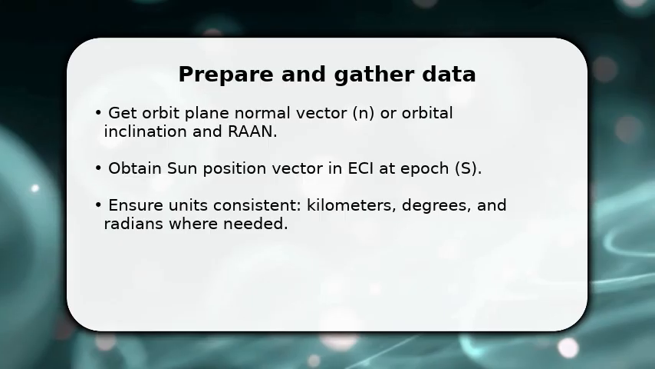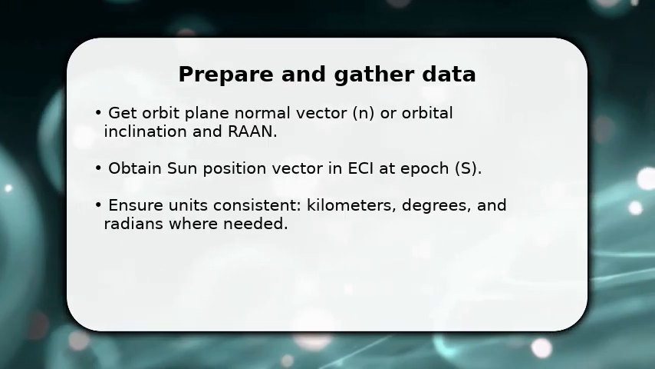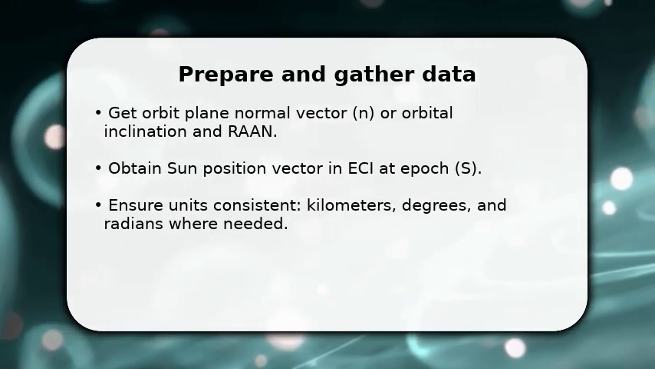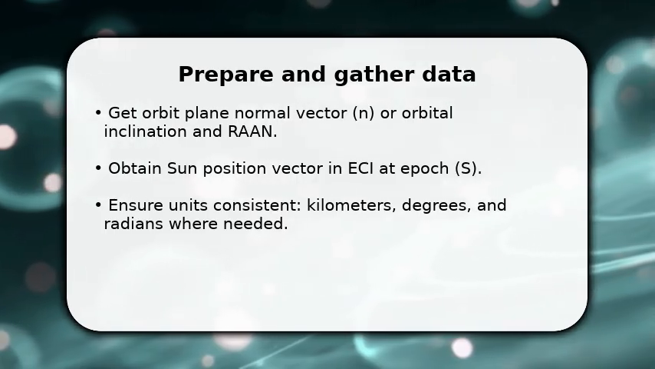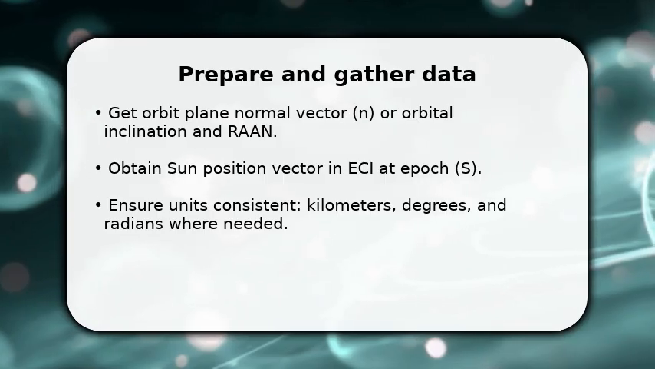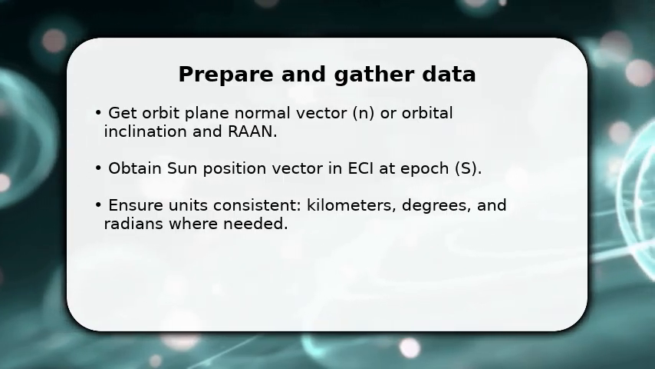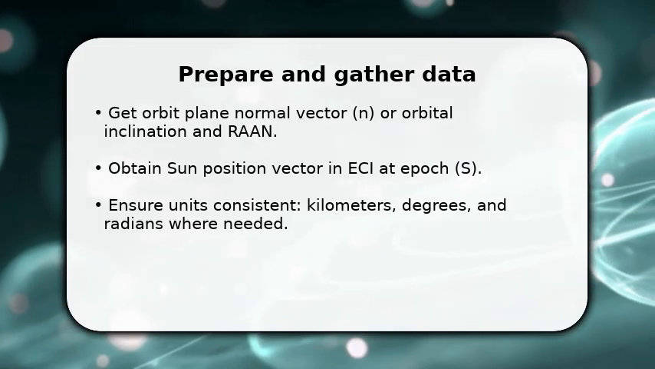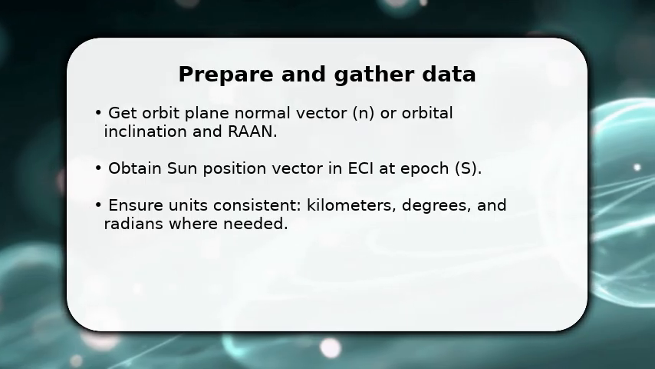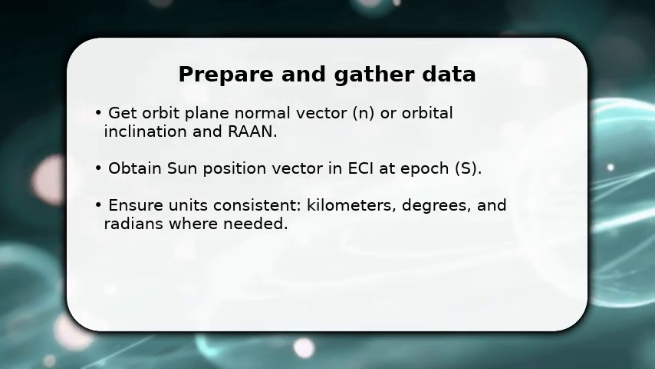You start by collecting the vectors and angles you need. First, compute or retrieve the orbit plane normal vector n from inclination and ρ, or directly from state vectors. Next, get the sun position vector s in the same ECI frame at the same epoch. This ensures consistency. Use kilometers and degrees or radians consistently so computations align.